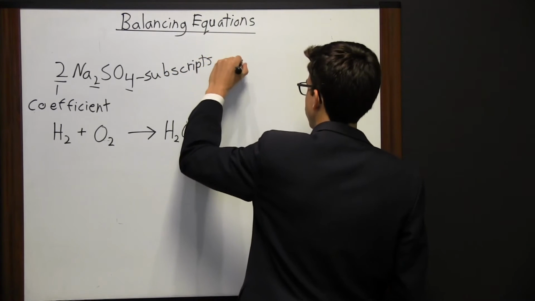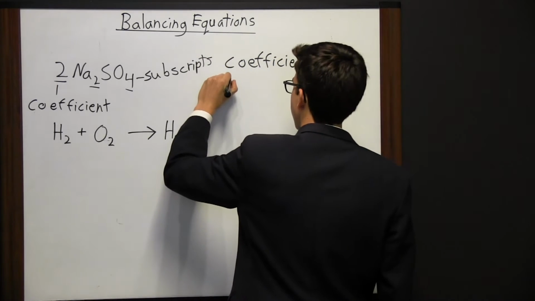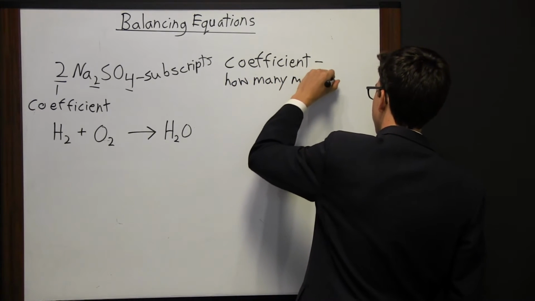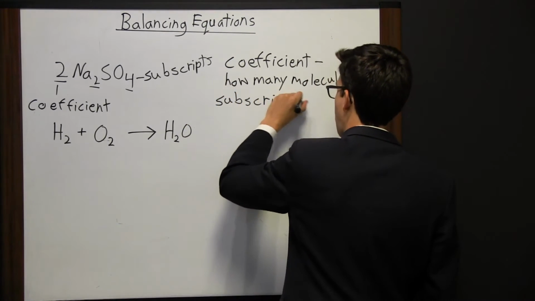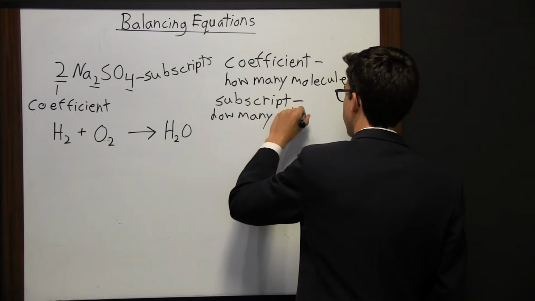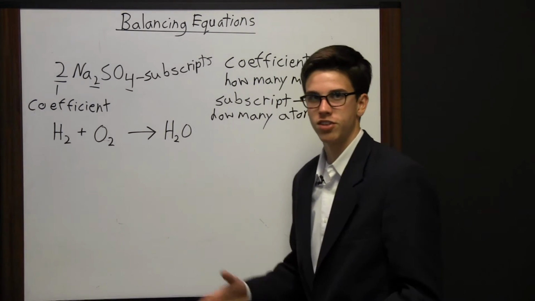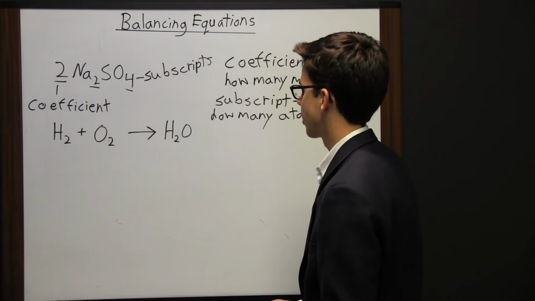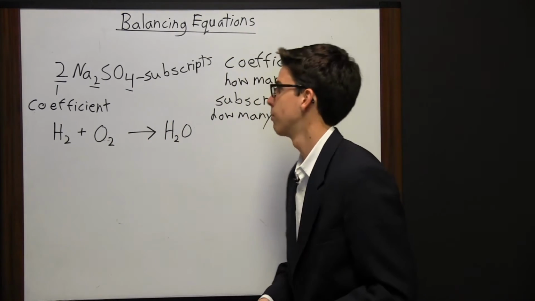And so they serve different functions. So a coefficient tells how many molecules, and a subscript tells how many atoms. And so when you're trying to balance a chemical equation to make sure you have the same number of each type of atom on the left and right side of the equation, you cannot change the subscripts because the subscripts control how many atoms are in that molecule. And so that's the particular makeup of that molecule.